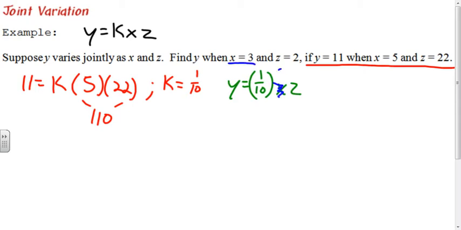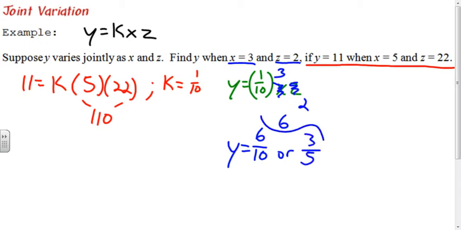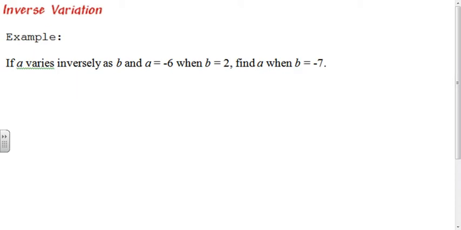In this case, say x is 3 and say z is 2. 3 times 2 is 6. 1/10 of 6 means that y equals 6/10, or reducing down, we would say y equals 3/5. So that was another joint variation example.